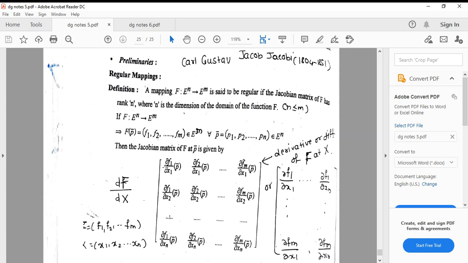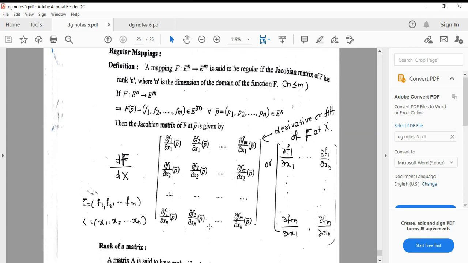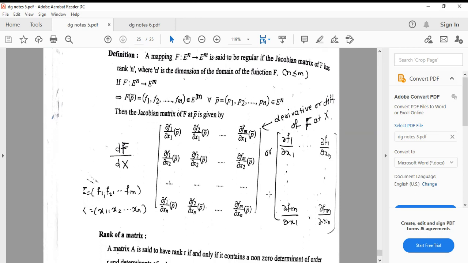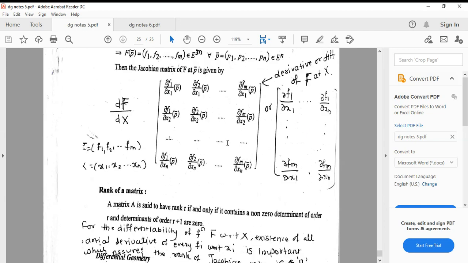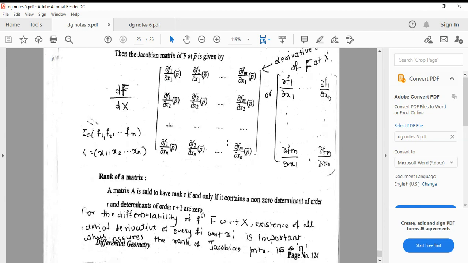The Jacobian matrix of f is given by ∂f1/∂x1, ∂f2/∂x1, ... ∂fm/∂x1, and so on. Or in another way, you can write it as differentiating with respect to x1 up to xn. You can keep the function as it is, or you can keep xi as it is. So this is simply an m cross n or n cross m matrix.